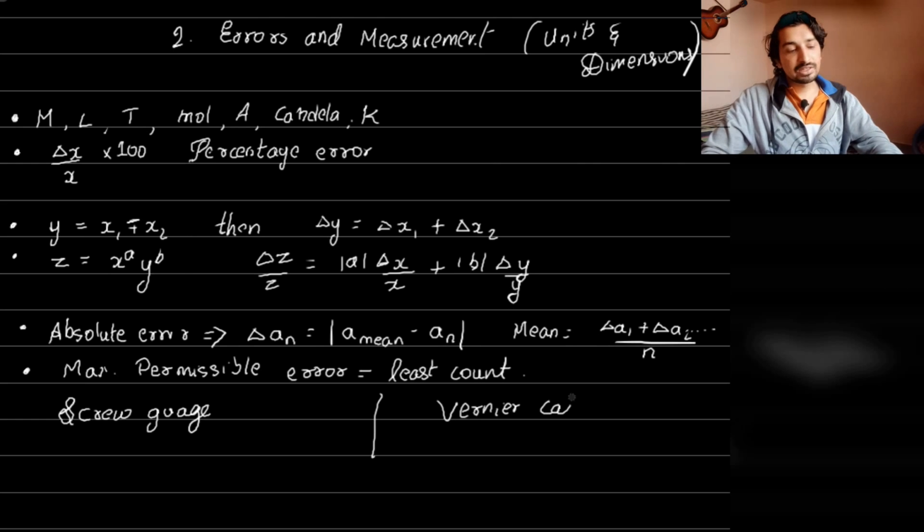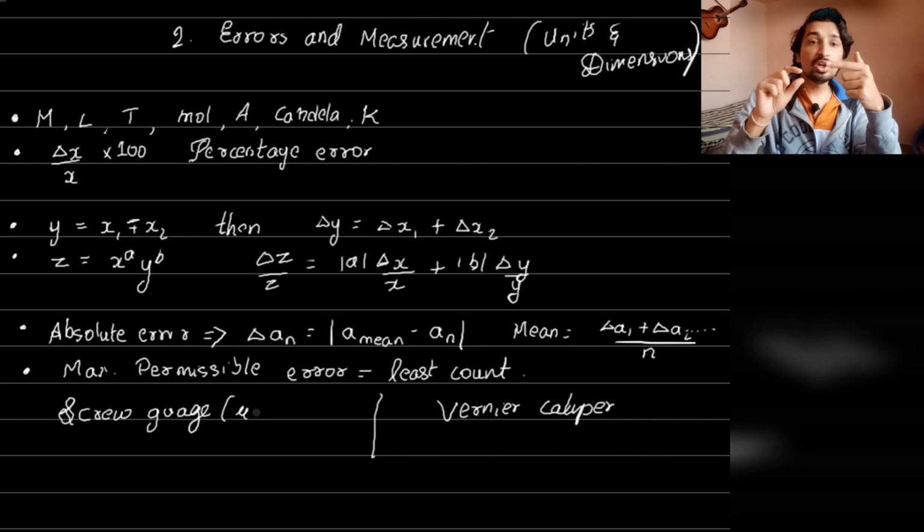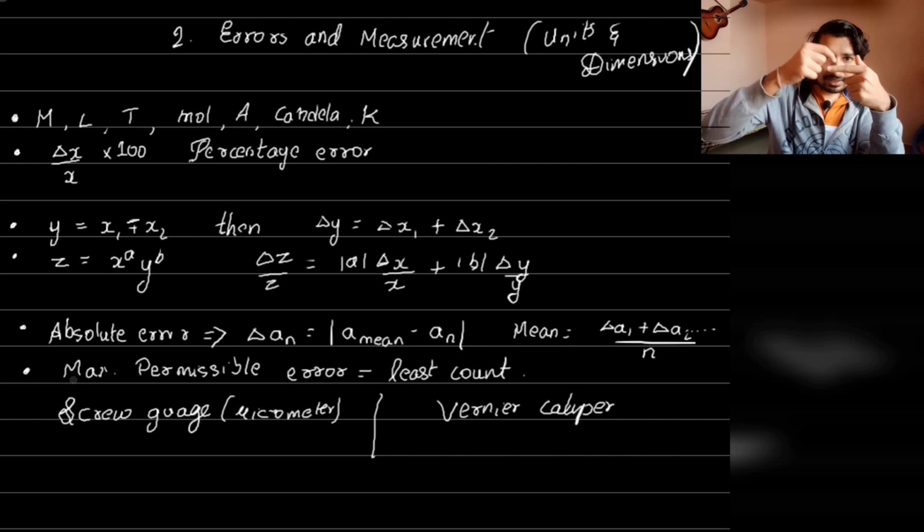Then you have a screw gauge and a vernier caliper. The least count of a screw gauge is pitch divided by the number of divisions on the circular scale. So what is a screw gauge? A screw gauge is nothing but a device with a screw. When you rotate the screw, it moves along a linear scale. There will be a linear scale which has lines, and the circular scale also has lines, so it has multiple readings on it.